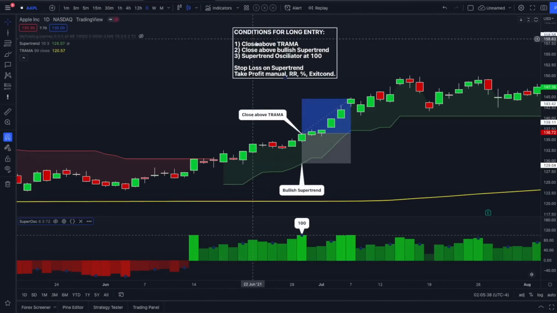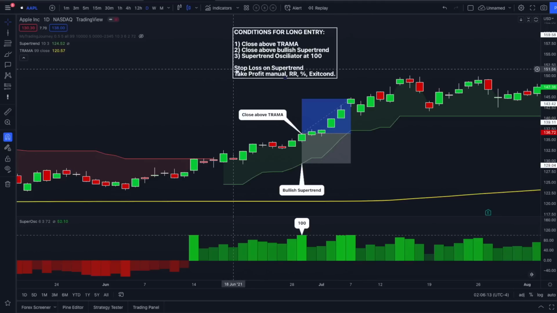I've written down the criteria or the conditions for a valid long entry. So let's go through them. First of all, we need to see a bullish candle closing above the super trend line and the yellow trauma line here. And as an additional confirmation, we want to see the super oscillator with the value at 100. So if we hover over those bars here, we are going to see this red value here changing to 100. That's our long entry condition.